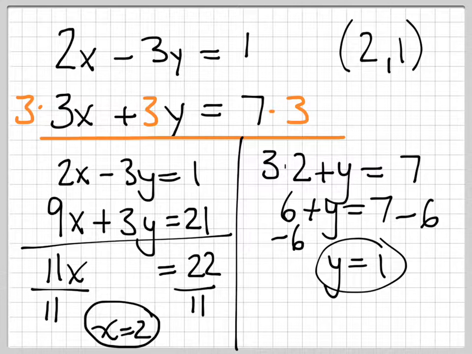We don't have to check the bottom, it's where we got y equals 1 from, but if we check the top, 2 times 2 is 4, minus 3 times 1 is 1, and so I get 1 equals 1, which is true. So it all checks out. Let's try one last example. Leave a little bit more space this time.